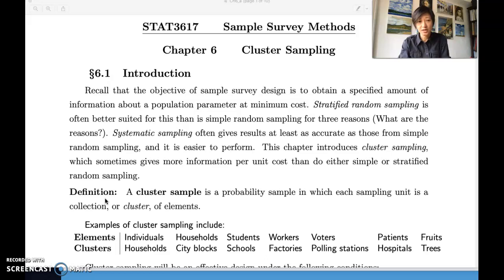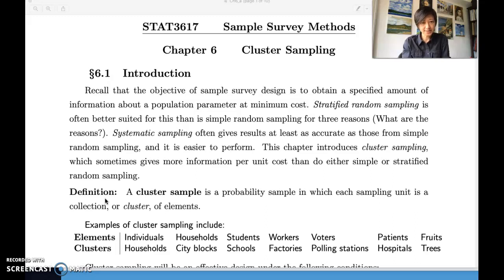Today, I'd like to continue on Chapter 6 on the last sampling scheme that we would like to talk about in this course. If you remember, previously we talked about the different sampling schemes, including simple random sampling, stratified random sampling, and cluster and systematic sampling.